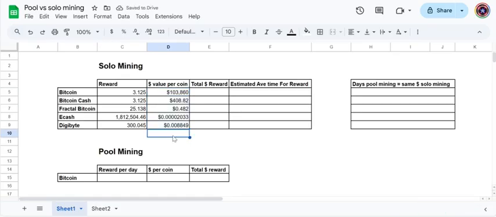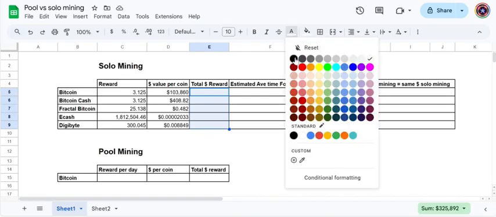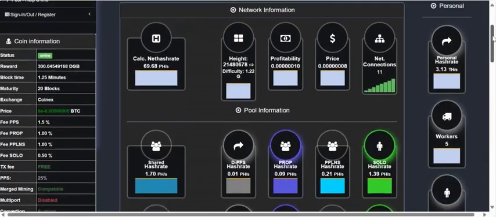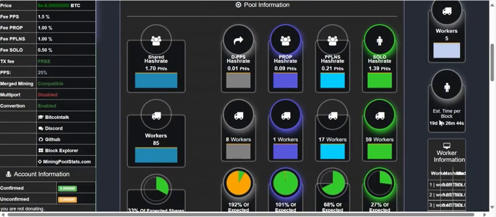Now let's work out the total reward if we were to find a block, which is basically the dollar value times the reward. And that's going to give us our total reward. So Bitcoin there, 324,000. And then the rest go down from there. All right, now the next big thing is to look at the estimated time to mine each block. So on Mining Dutch here on the side there, it'll show you how long it will take to mine each block on average. So you can see there.